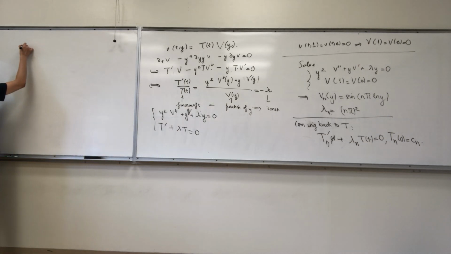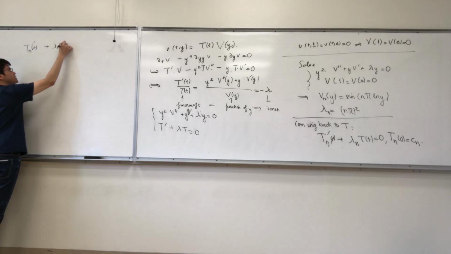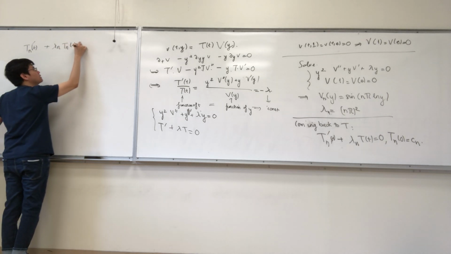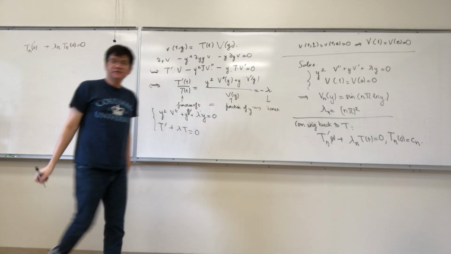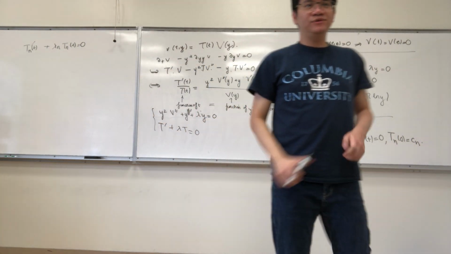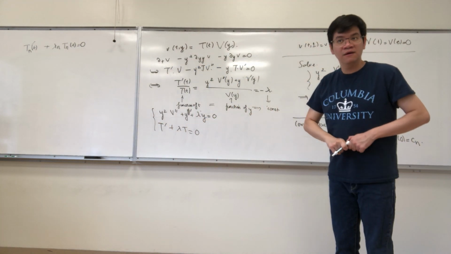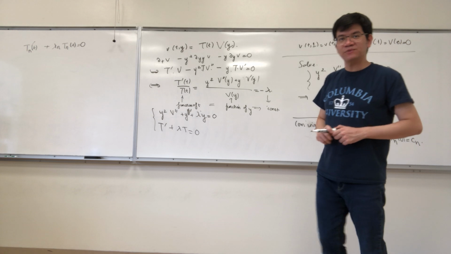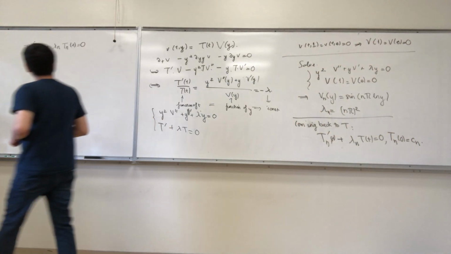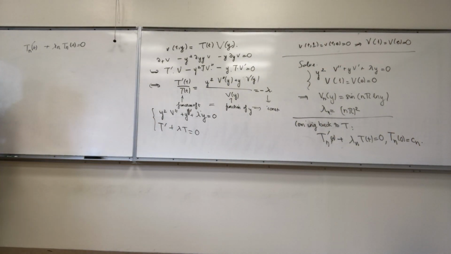So you have T n prime plus lambda n T n equals 0. This is a first order differential equation. How do we solve it? It's exponential. Yes.